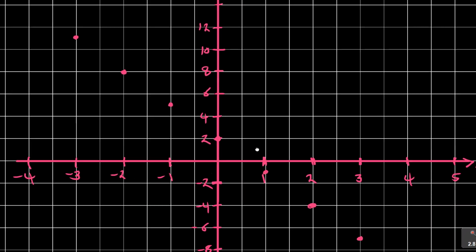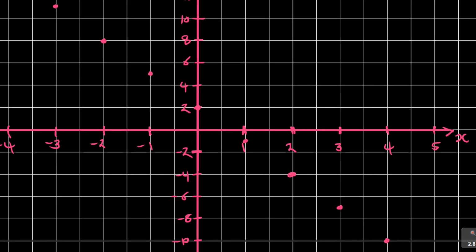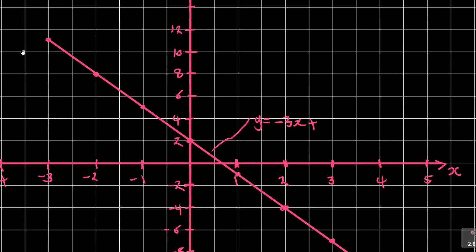And look at the points. My space is limited, but I want to show you something. If I'm drawing these points, I was not that accurate, but look at them. They lie on a straight line. Do you see this? Then you label that graph and say y is equal to what? It was minus 3x plus 2. We need to label it.